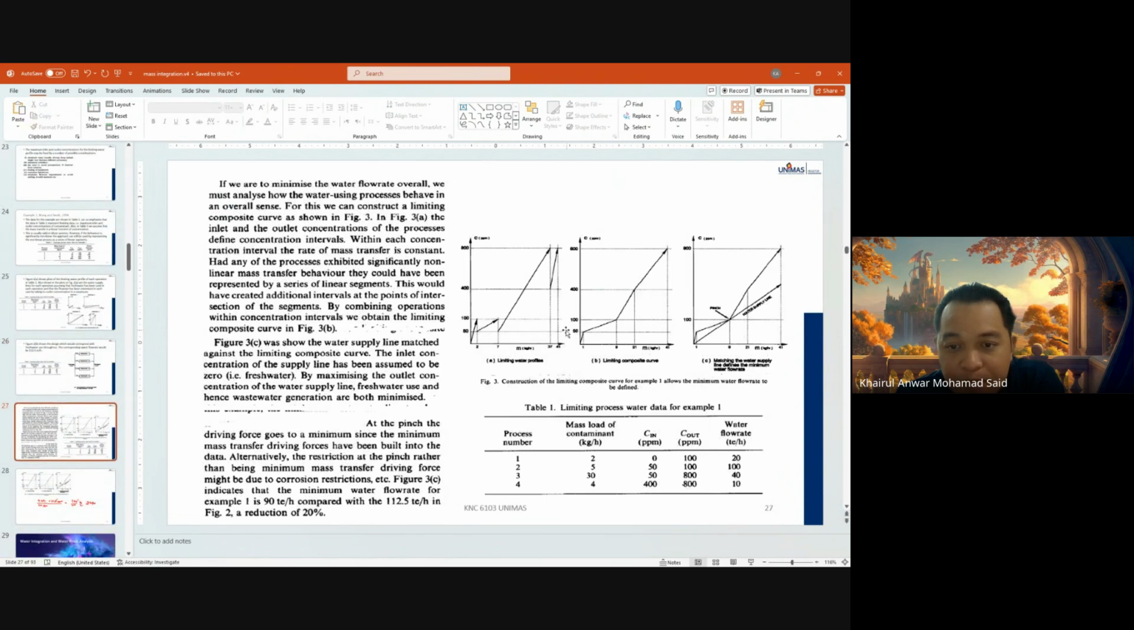In the end, this is the limiting composite curve. This is what I told you, the water supply line crossing the... mathematically we call this tangent to the limiting composite curve. This point is what we call the pinch point, the optimized point.